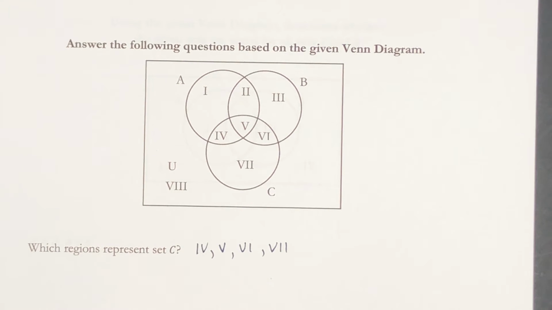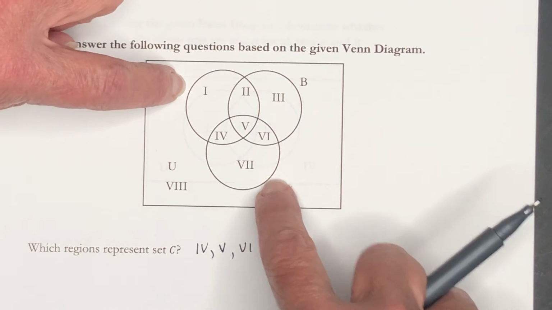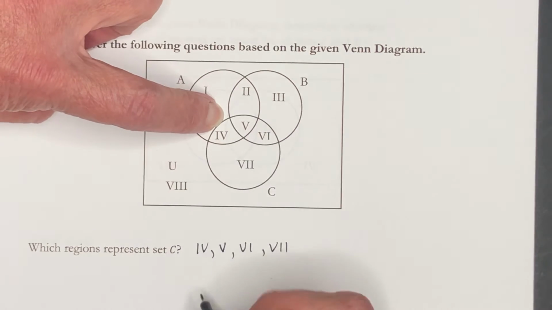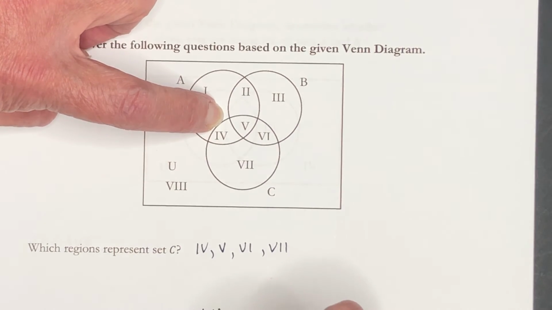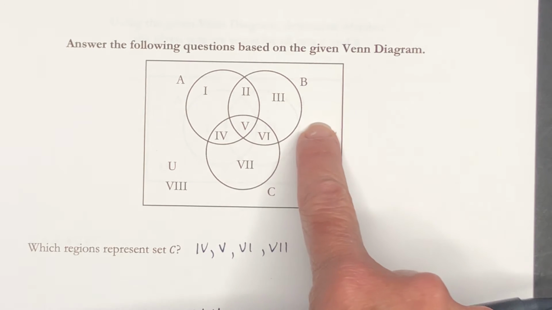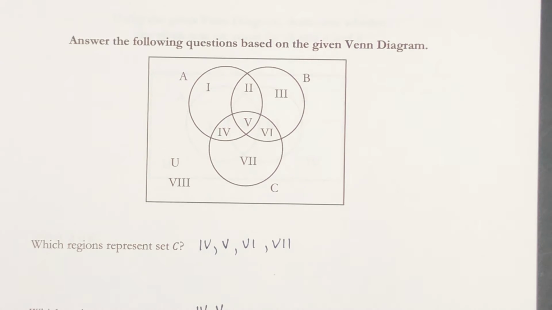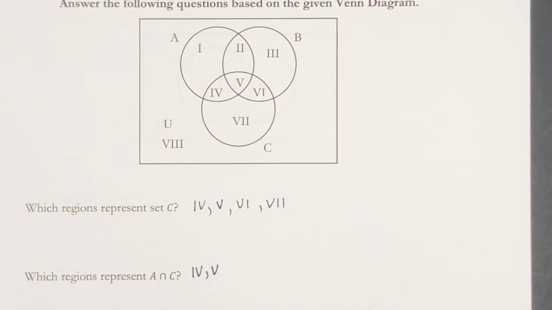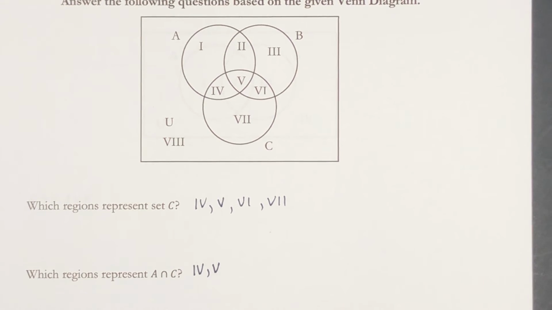Which regions represent A intersected with C? So which regions are in both A and C? Well, inside both A and C circles are 4 and 5. Now, we're still going to be using this, but we're going to be dealing with some harder parts down here. Okay. So which regions represent A union B intersected with C?